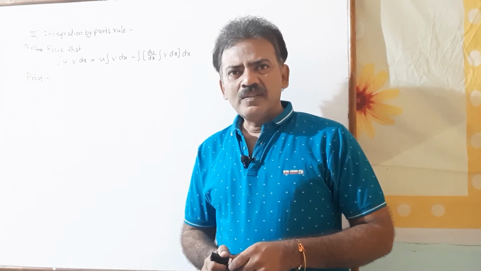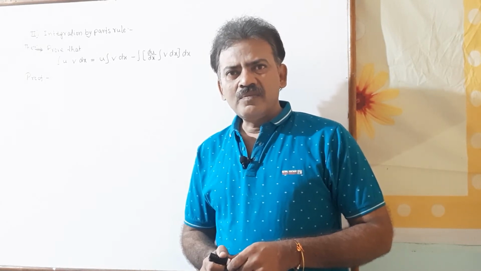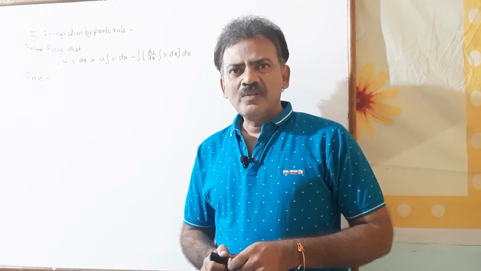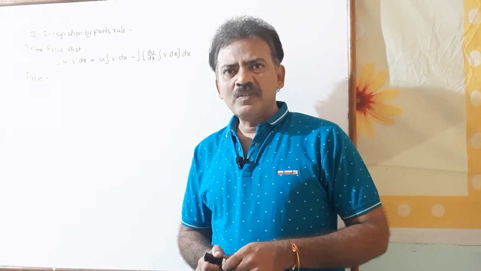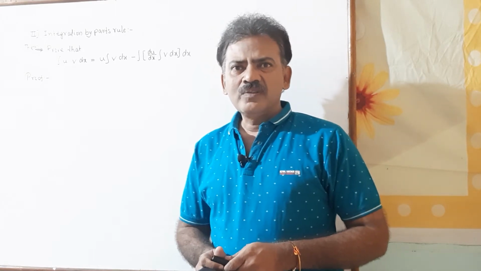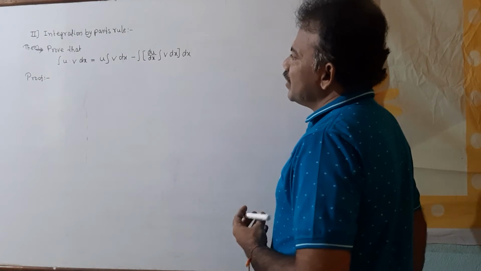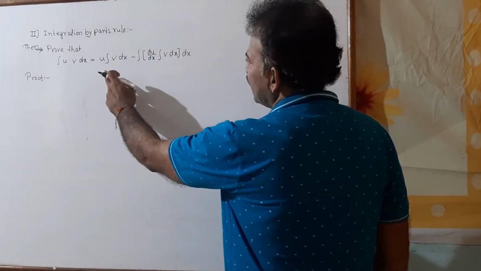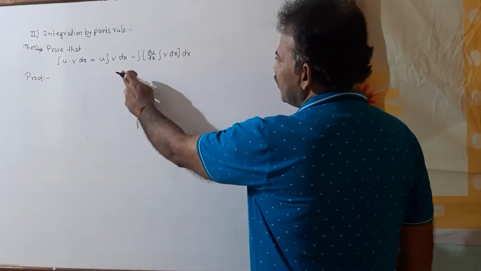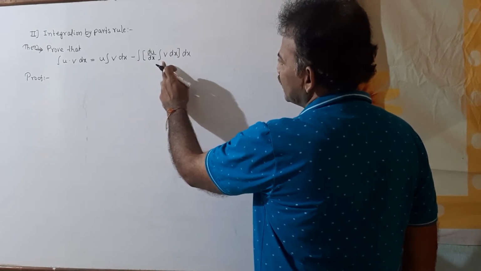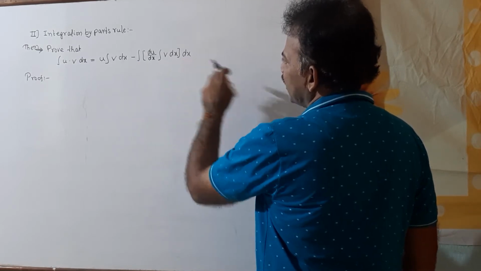In this method, there is one important rule, a theorem, which can be asked for 4 marks in the board exam. So let us start this second method, integration by parts rule. This is the statement of the theorem. Prove that integral of u into v dx is equal to u integral v dx minus integral, in bracket, du by dx integral v dx, outside bracket dx.